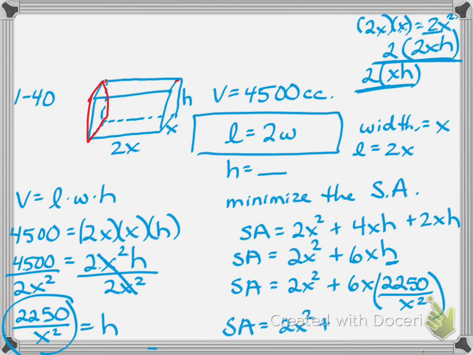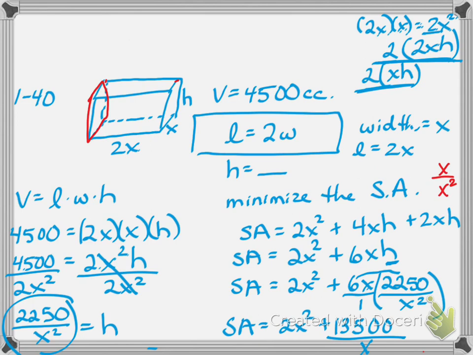I'm running out of room, so we're going to multiply 6 times 2250. Hope I did that right. And then I have an x in the top and 2 x's here in the bottom. So that's really just like x over x squared. So that would leave 1x in the bottom. Now this is the function that we want to minimize. This is the function that we're going to put into our calculator.